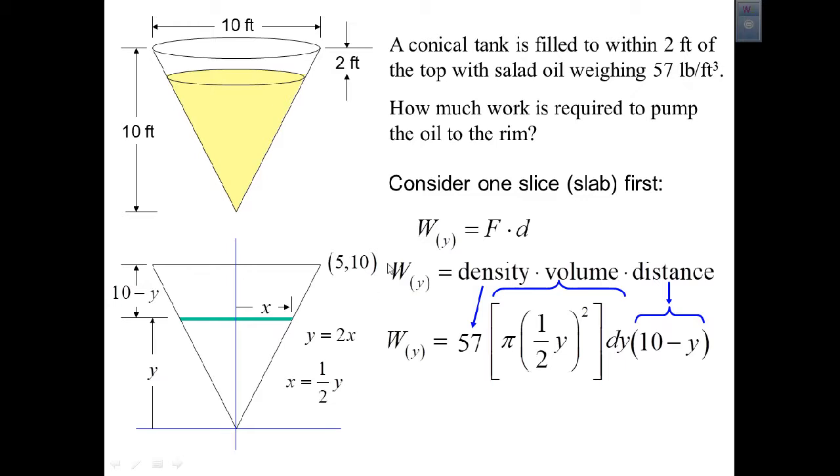Now, here's the thing that would catch most of you. Most of you would think, okay, well, I've got to integrate from 0 to 10. But that's not the case. Why is that not the case? Well, the salad oil goes up to 2 feet below the top. So we're only going to integrate where we have salad oil, from 0 to 8 in the y direction. So we integrate from 0 to 8 of 10 minus y times the density times the volume.